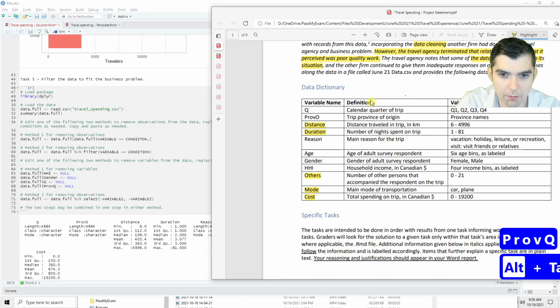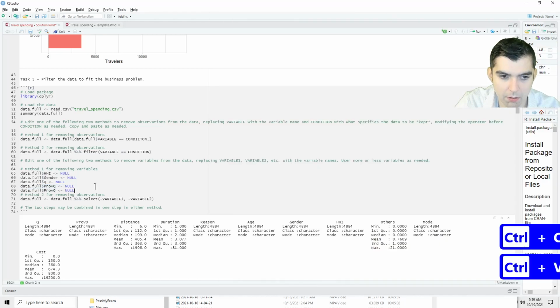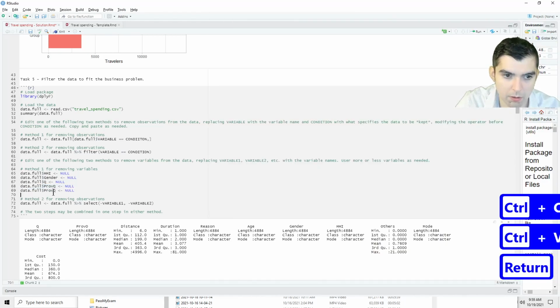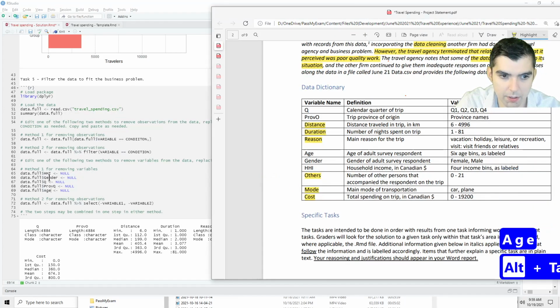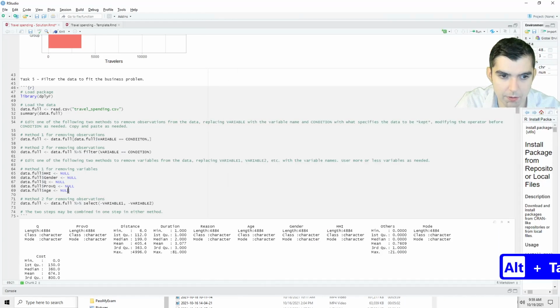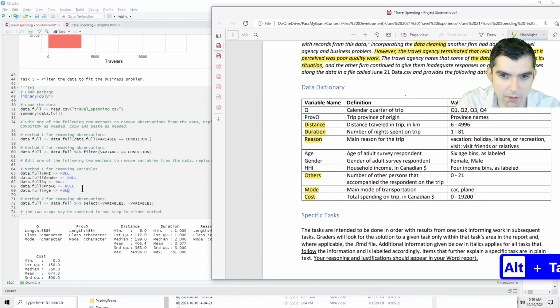Reason, I think we need to know reason, because we want to know why they're traveling. Age, gender, HHI. Right. HHI, gender, prof Q. I have it. Gender. HHI, gender, Q, prof Q, age. Yeah.